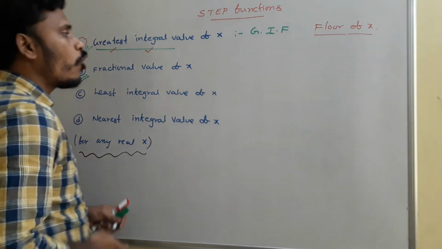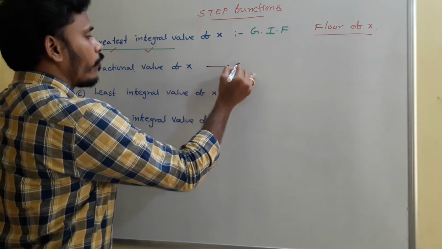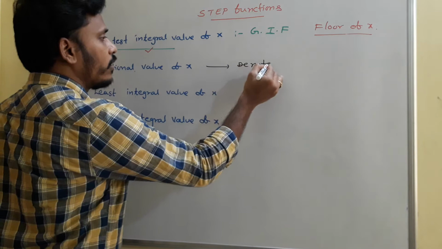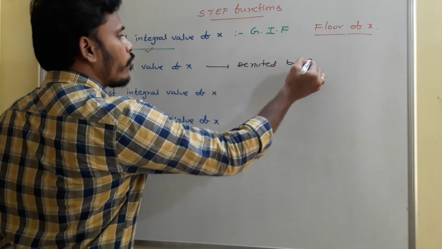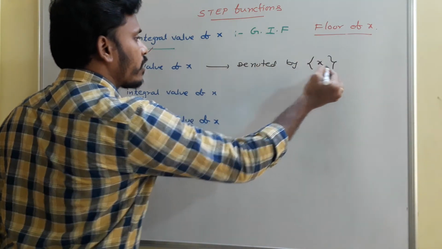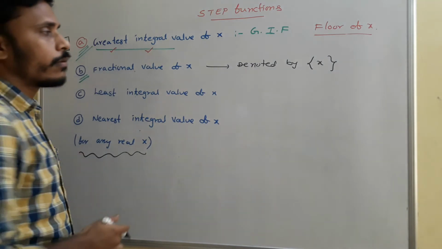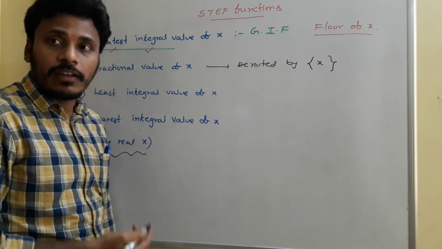This fractional value of x is denoted by, first of all we need the denotation, and then we need to learn the definition. The fractional value of x is denoted by curly braces of x, where x is a real number, and which is defined as its fractional value.